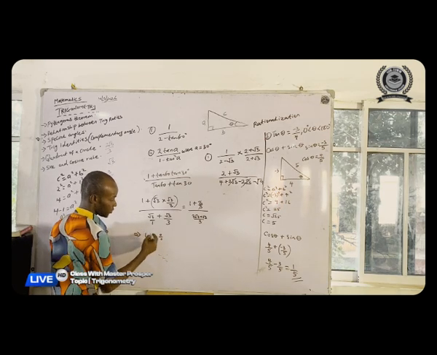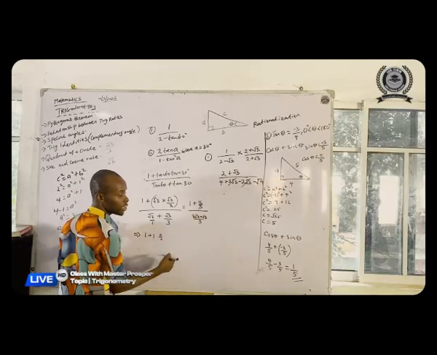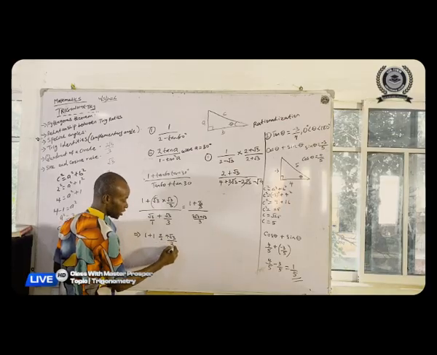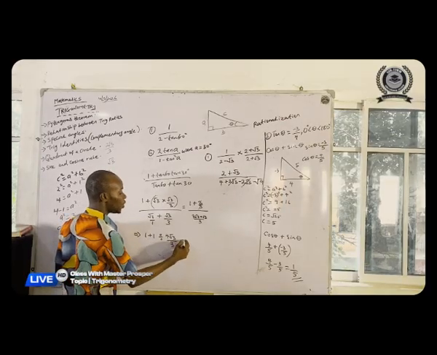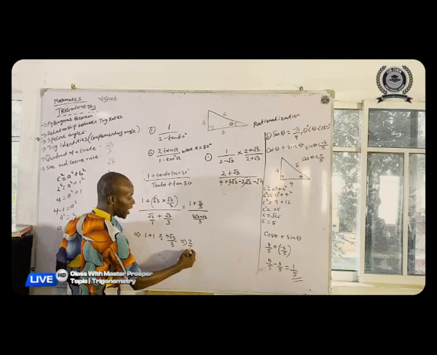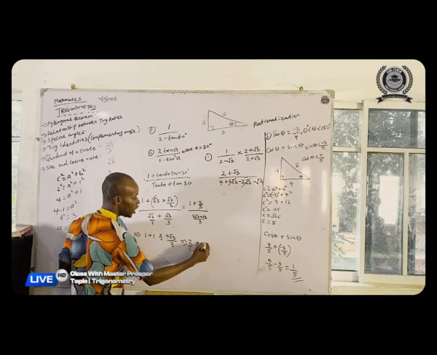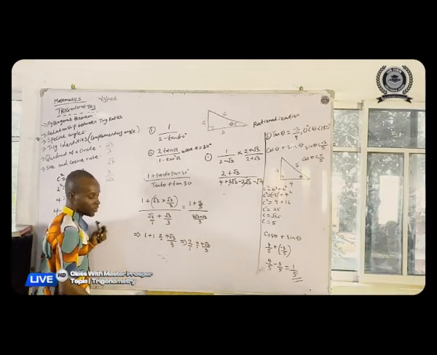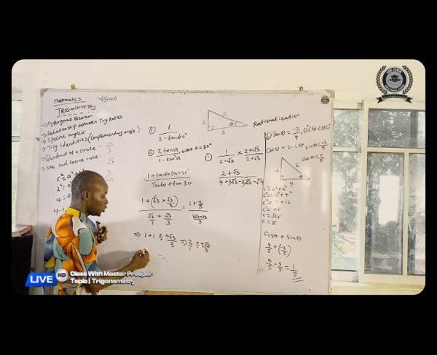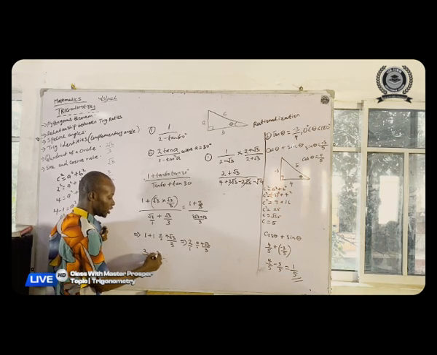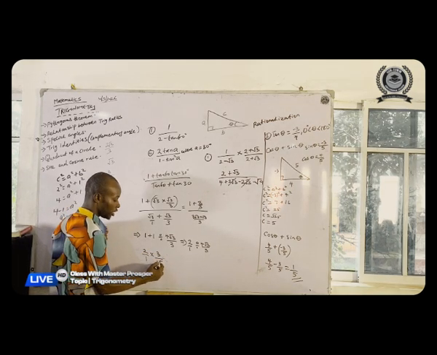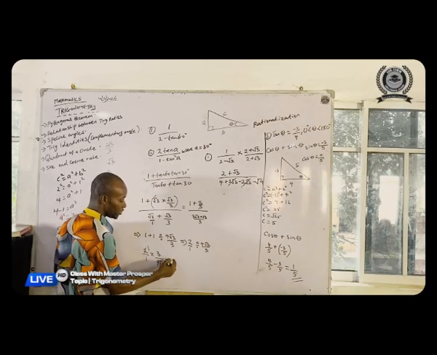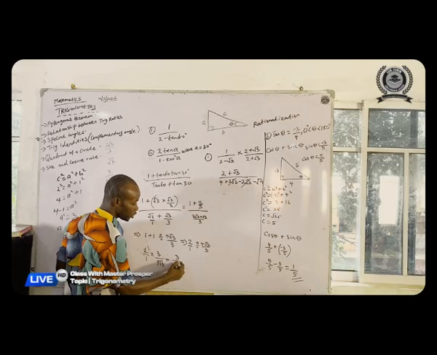Divided by this plus this is 4 root 3 all over 3. I'm now having that 2 over 1 divided by 4 root 3 all over 3. What is the next thing? We're having our 2 over 1 times 3 all over 4 root 3. 2 divides 4, 1 divides 2. So I'm now having 3 all over 2 root 3.